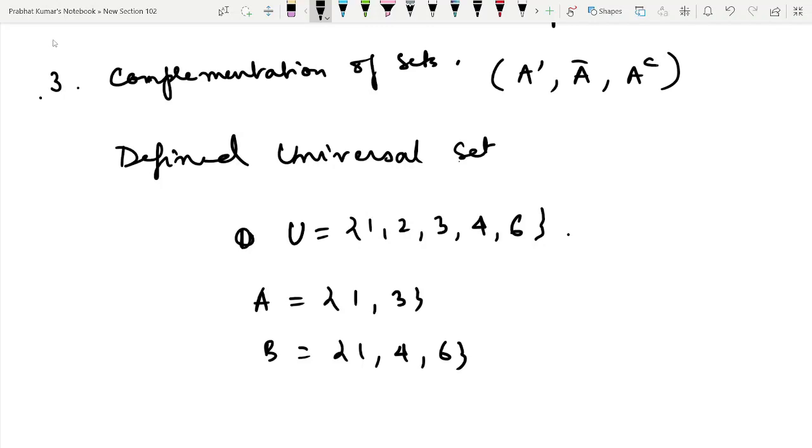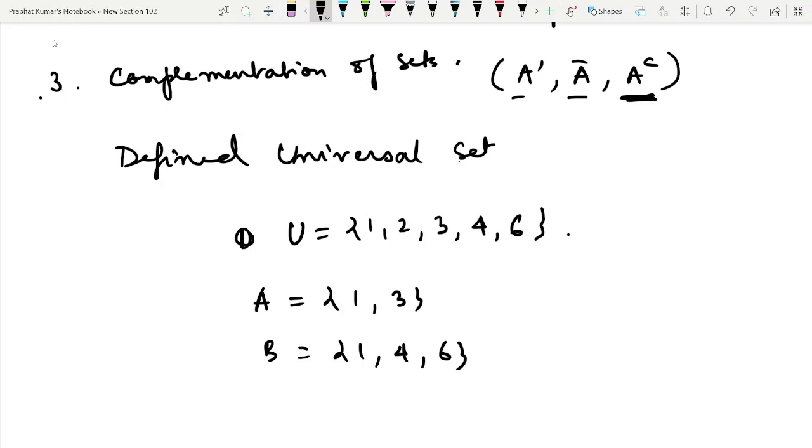So you can use this as notation, because these two are often used in other set theoretic properties. It's better to use it, but many books use these two as well. So let us see how we define a complementation.